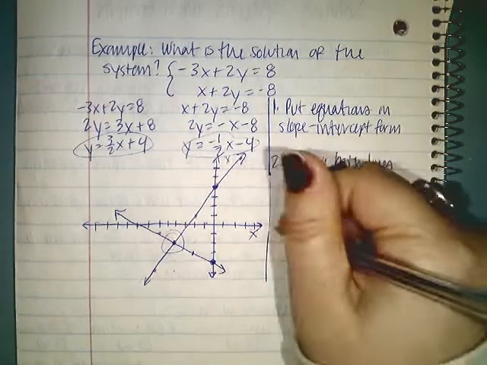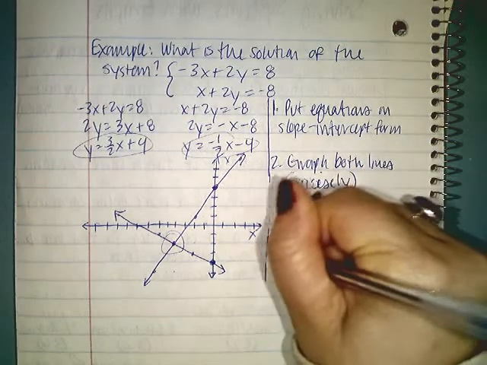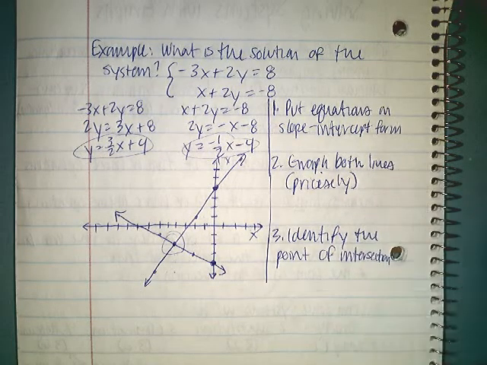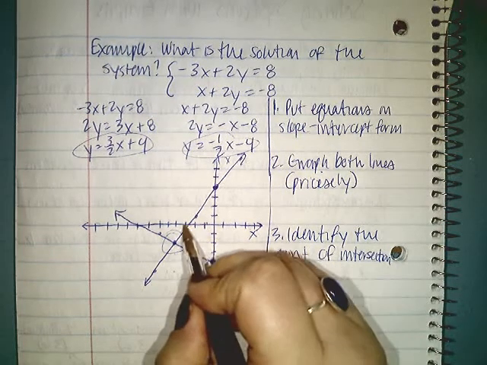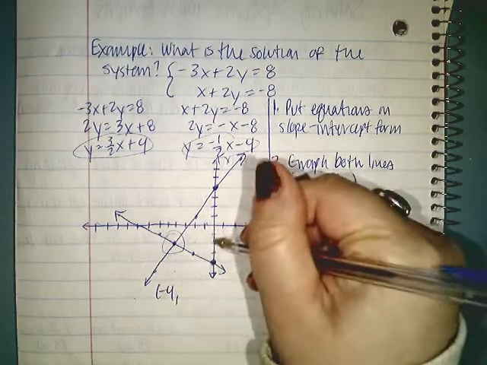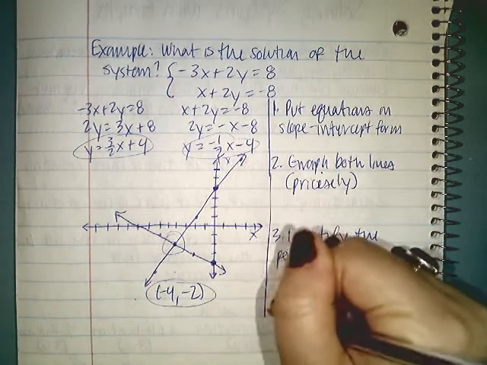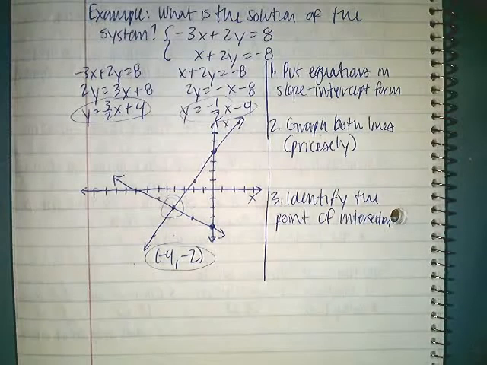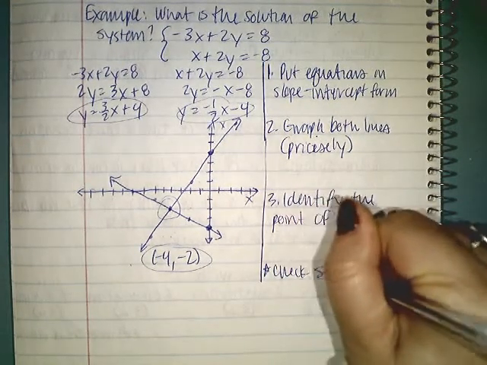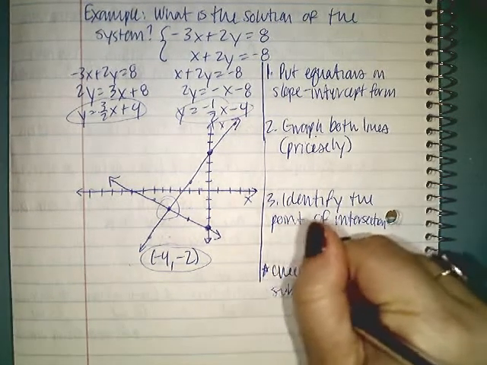So I graph the lines, I identify the point of intersection, and that is my answer. So this is at 1, 2, 3, 4, -4, and then 1, 2, -2. So my solution is (-4, -2). If I wanted to be sure that I properly identified this point, you can always check your solution by substituting into both original equations.